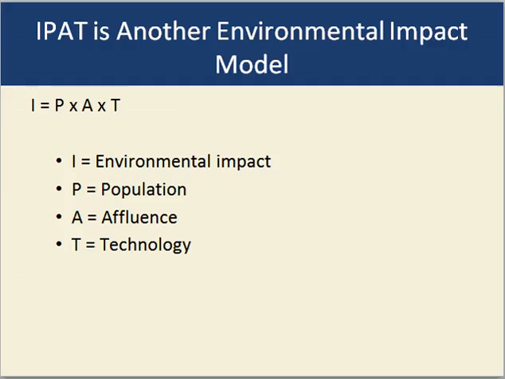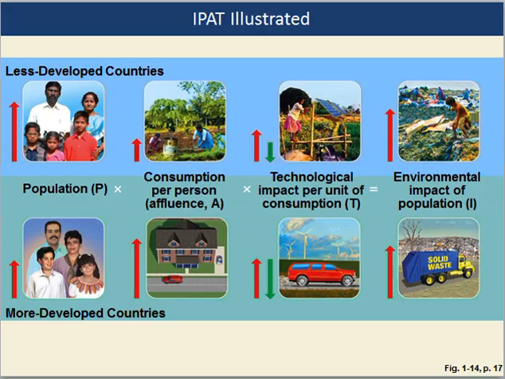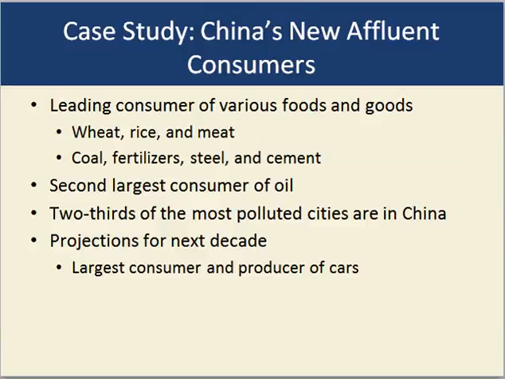And the way that they calculate this is called I equals P, the population, times the affluence, times the technology that's available. And when you look at a model of this, you can see that the less developed countries in terms of population is higher than more, but when you multiply it by consumption, the more developed countries are consuming much more. The technology can balance out depending on how you use what you have, and then it all equals our environmental impact of the population.